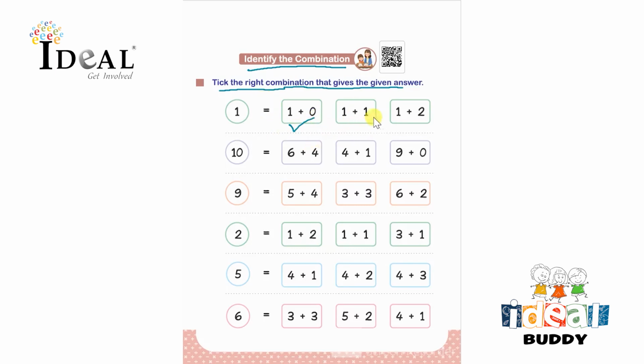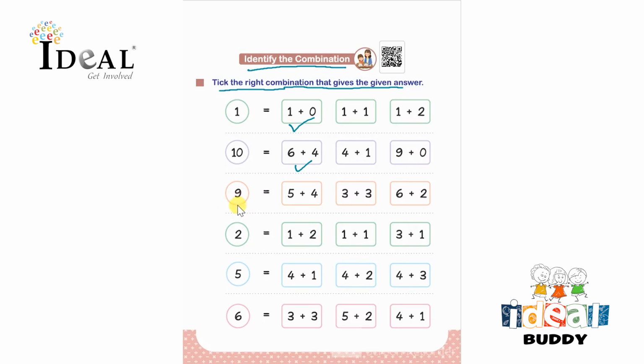And let the child also do the trial and error method and look at the other options as well. So here 1 plus 1 is 2. 1 plus 2 is 3. So these are the incorrect answers. Over here it's 10. So 6 plus 4 makes 10. So they will be putting a tick mark over here. Then 4 plus 1 is 5 and 9 plus 0 is 9. So these options are not correct.